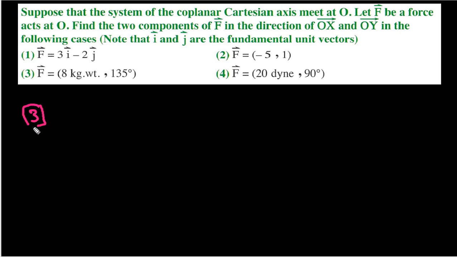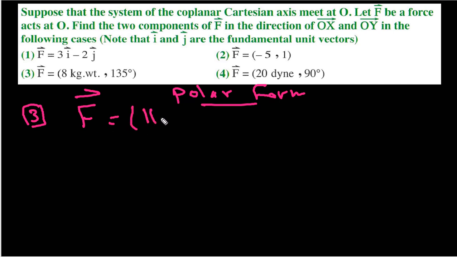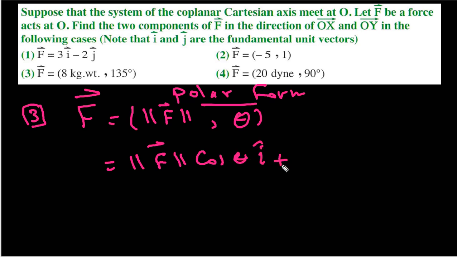In number three here, you must remember what the polar form is. The polar form, if you remember it from last year: if you have F as the norm of this force as a vector and the measure of angle theta, you will write norm F cosine theta in the direction of i plus norm F sine theta in the direction of j.